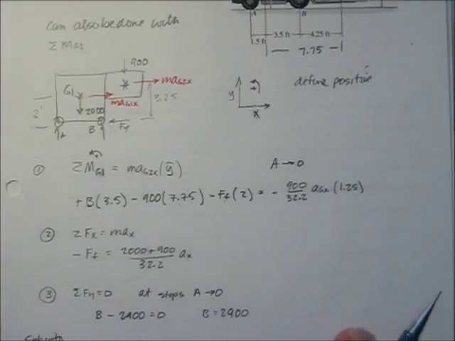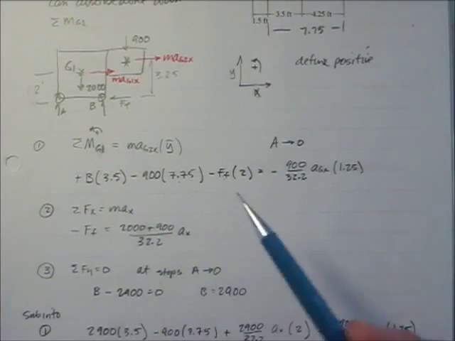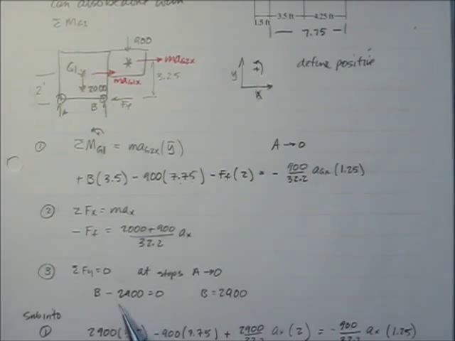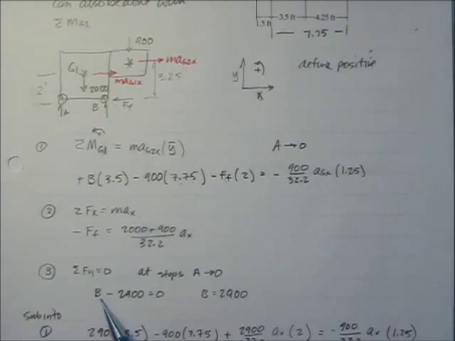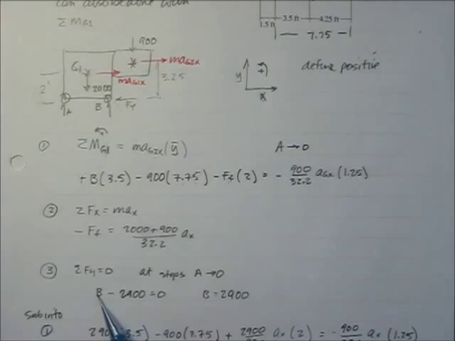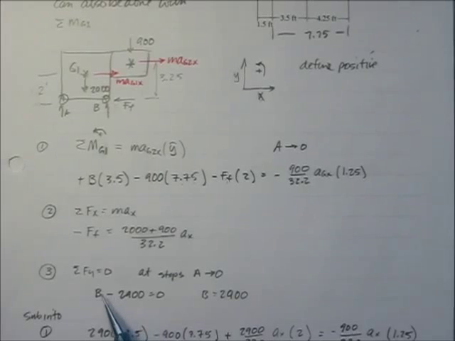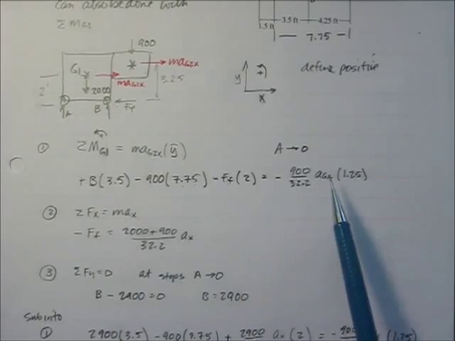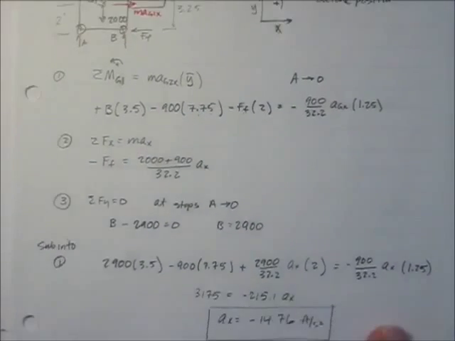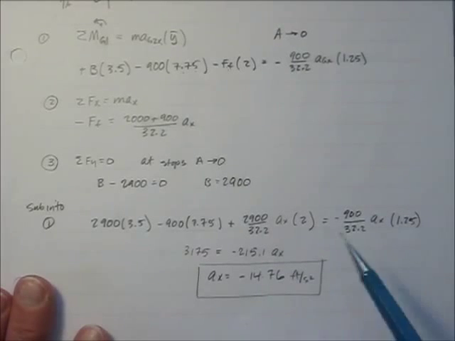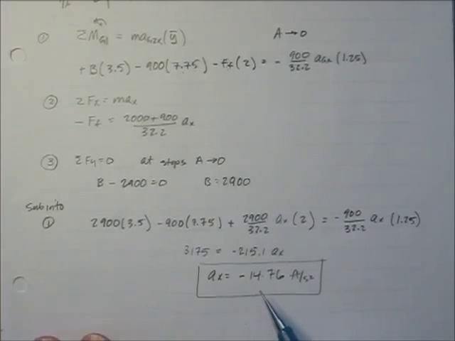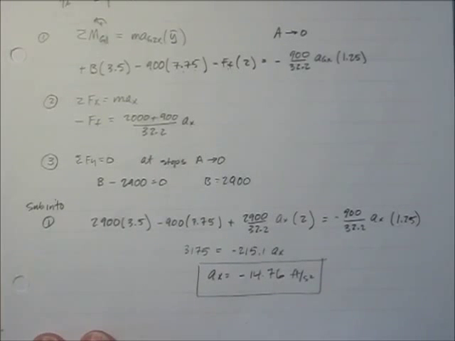Then I need the sum of the forces in the y direction, where A and B have to equal the weights of those two CGs, and because A goes to 0, I can solve for B directly like that. That solves one of the unknowns, and then I still have the force of friction and acceleration, so that's two equations, two unknowns. Doing a little substitution here, and you can do the arithmetic, or prove my arithmetic if you want to take a screenshot, you can see that the acceleration is still negative 14.76.